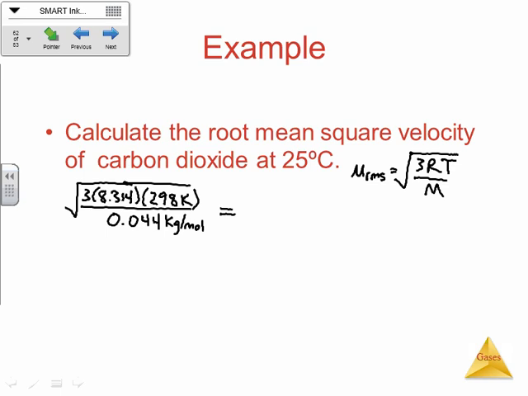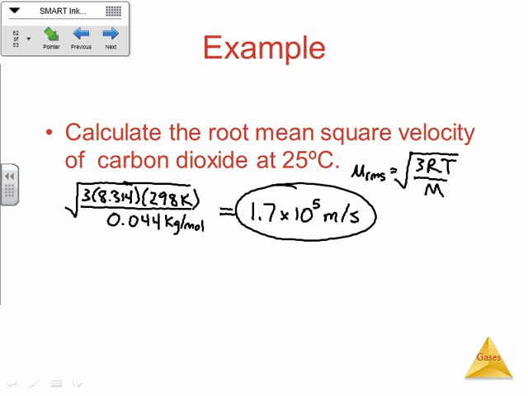pretty big number. This is going to be 1, let's see, we've got two sig figs here, so 1.7 times 10 to the 5th meters per second. But that kind of makes sense. You would expect a gas particle to be traveling fairly quickly. Yeah, that's pretty fast. I was looking at that, I was like, whoa, that's getting kind of close to the speed of light there.